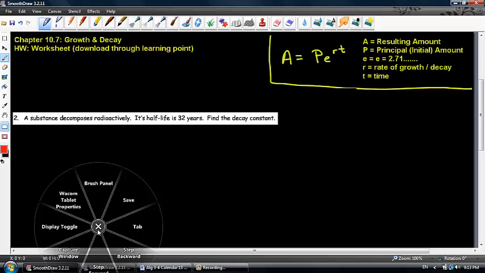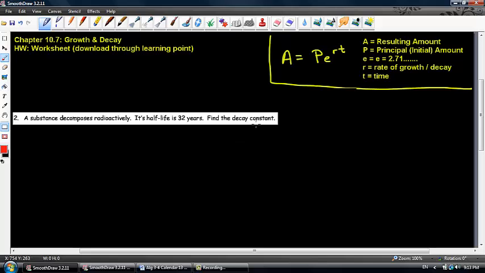Well, if you remember from the last problem, the growth constant was r. In this case, the decay constant is also going to be r. All right, so why don't we say r equals, well, that's what we're trying to find out. E is going to equal E, P is going to equal something, and A is going to equal something. And T is going to equal, well, it looks like 32 years, right?